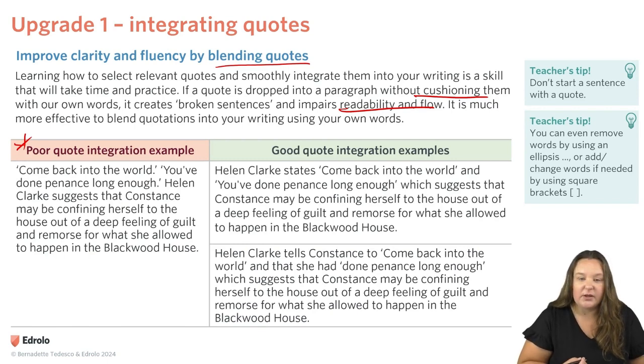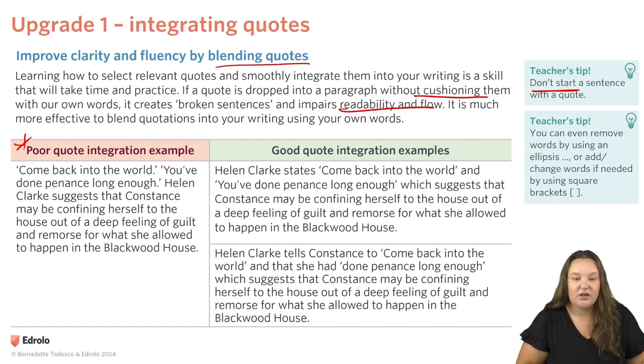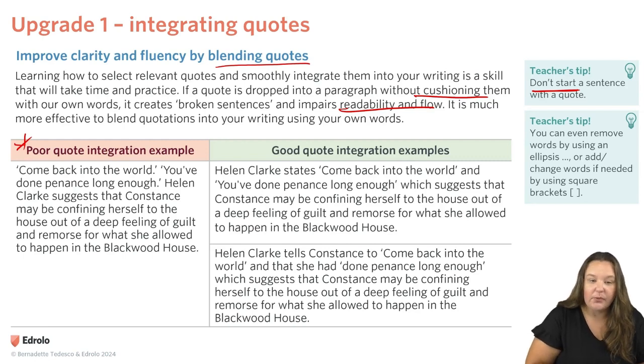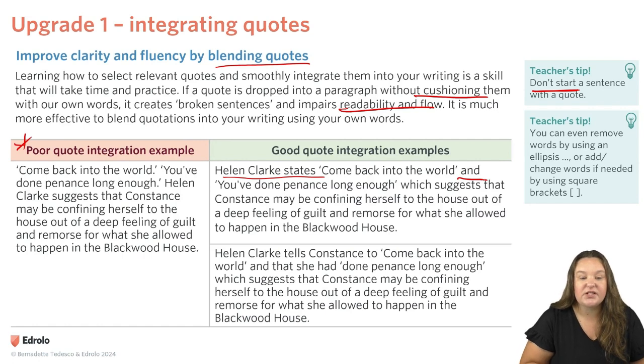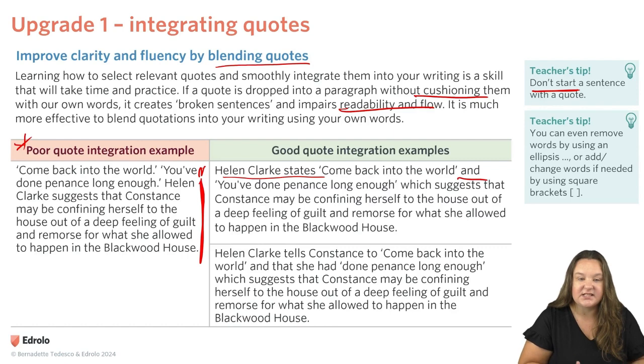A good way of integrating, a really quick way of integrating your quotes, is to not start a sentence with a quote. It's better to move into it, to cushion it at the start with your own words before putting a quotation in. For example, Helen Clark states, "come back into the world and you've done penance long enough," which suggests that Constance may be confining herself to the house out of a deep feeling of guilt and remorse for what she has allowed to happen in the Blackwood house. So we've blended the discussion of the quote and the quote into the one sentence by cushioning it on either side.